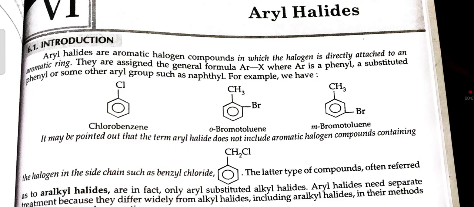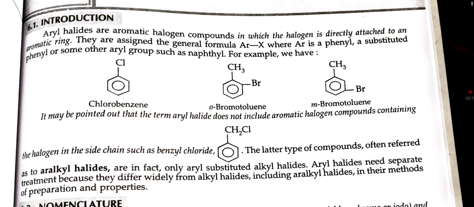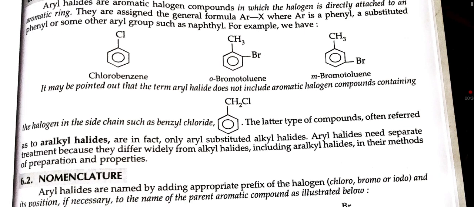Today I am going to read out the chapter Aryl Halides. Aryl halides are aromatic halogen compounds in which the halogen is directly attached to an aromatic ring. They are assigned the general formula ArX, where Ar is phenyl, a substituted phenyl, or some other aryl group such as naphthyl. For example, we have chlorobenzene.